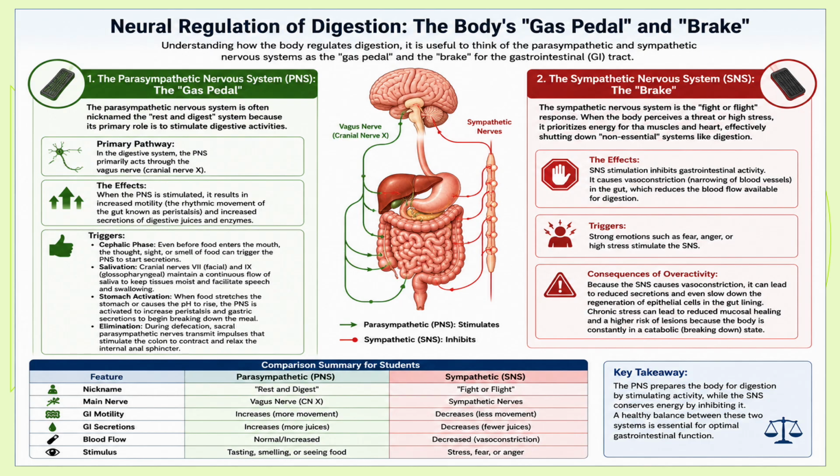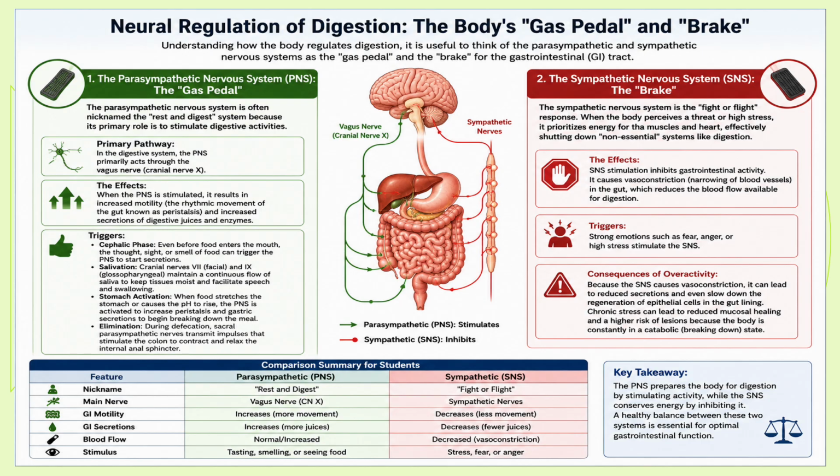So the sympathetic nervous system, basically the body's fight or flight response during stress, fear, or anger, it shifts energy towards the muscles and the heart and reduces digestive activity. So the SNS inhibits GI function and causes vasoconstriction. And like we said, it reduces blood flow to the gut.